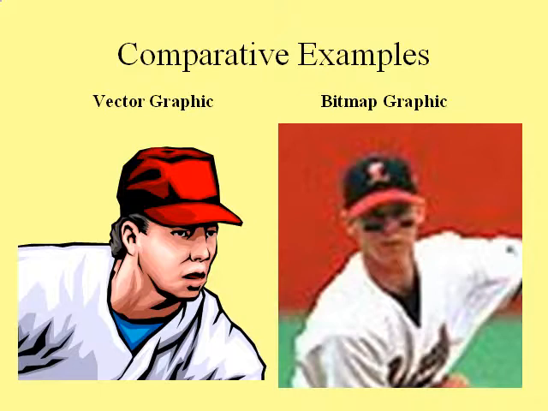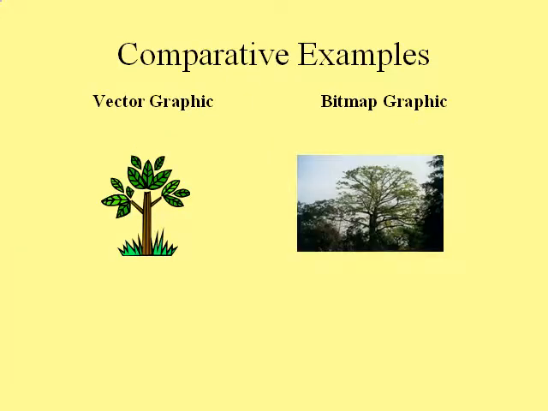Here are some comparative examples. You have the vector graphic, line or object oriented. It can be resized, reshaped. The visual information is going to be consistent. Bitmap graphic, it gets blurry and fuzzy. Another example.